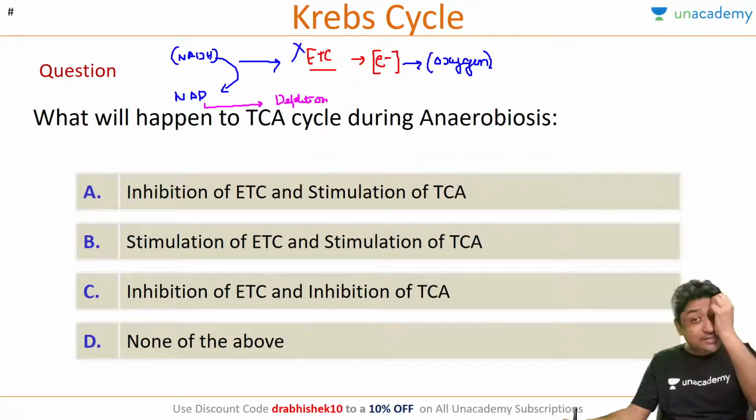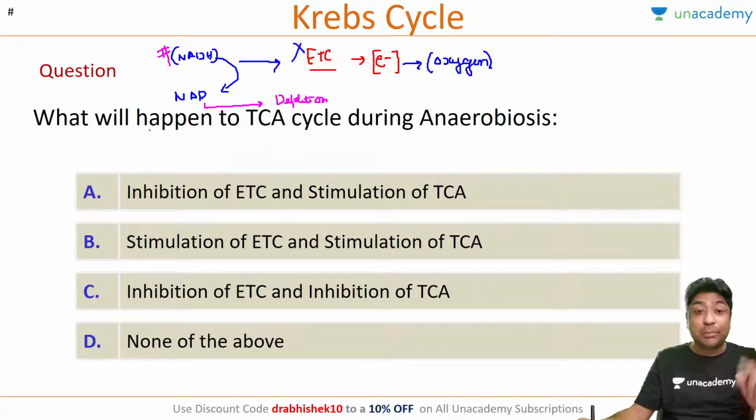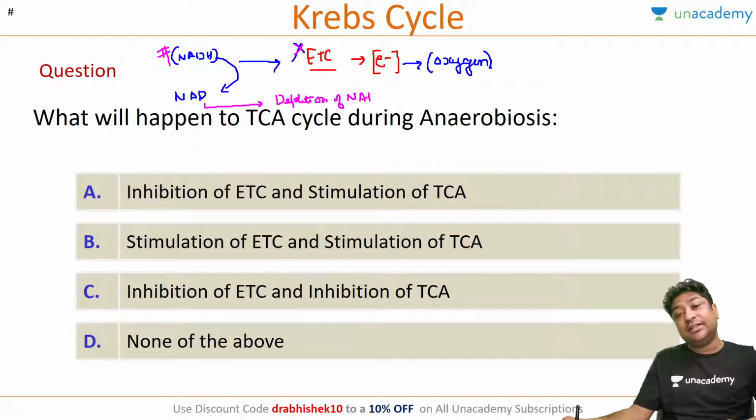because remember, each cycle of Krebs cycle requires 3 molecules of NAD and 1 molecule of FAD, and all of them cannot be offloaded if your electron transport chain is not working. So depletion of NAD will lead to even stoppage of glycolysis, because we have a deficiency. So ultimately it will get stopped.